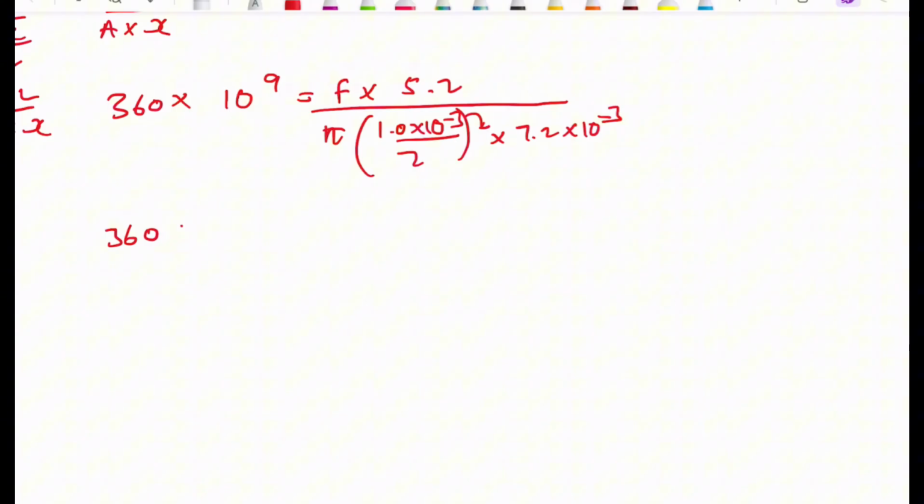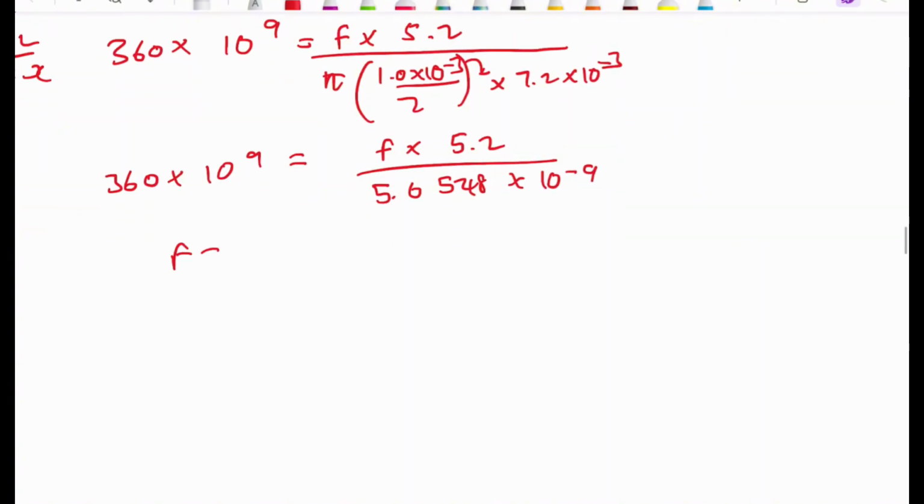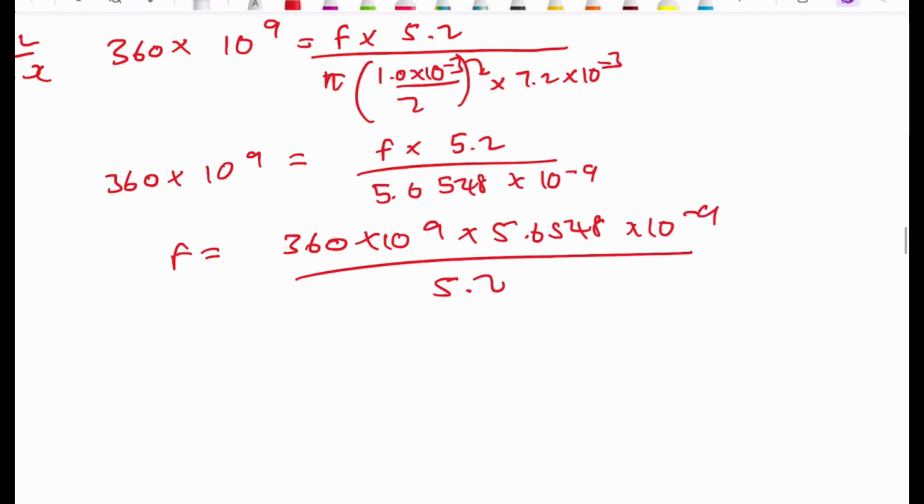So basically it's going to be 360 times 10 to the power of 9, your Young modulus, equals your force, times 5.2, divided by 5.6548 times 10 to the power of -9, right? So your force F is going to be 360 times 10 to the power of 9 times 5.6548 times 10 to the power of -9 divided by 5.2.